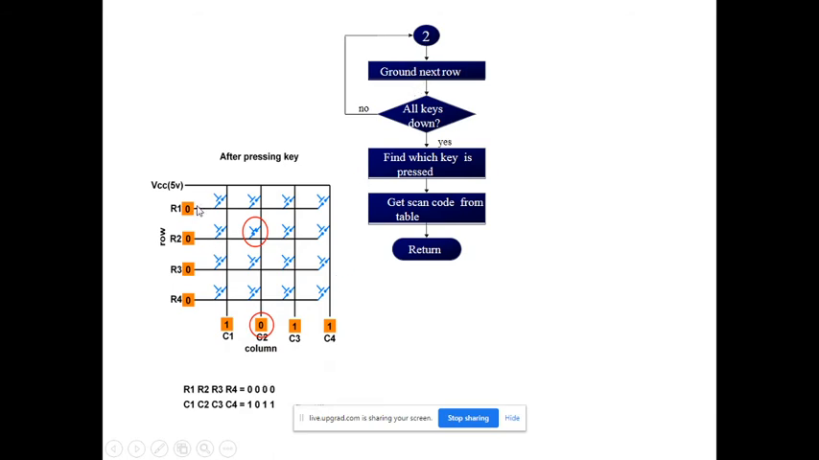Means initially you scan this row by making this row 0, ground this row. Read the column, and suppose all columns are 1 1 1, just scan the next row, next row, like that. And suppose any key is down, at that time find which key is pressed from the column status, take the key code from the lookup table and pass it to the display. Agree for this logic?